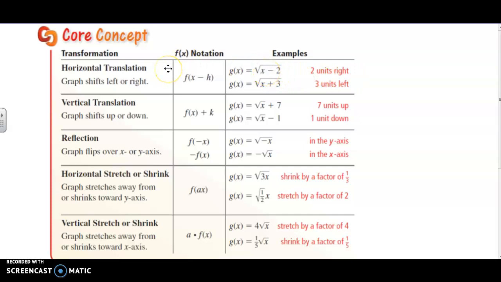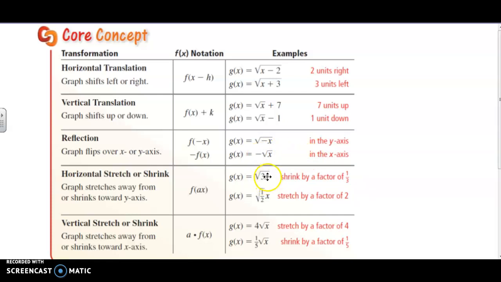So if we're talking about horizontal translations, if you see the function is f of x minus h, so if you see minus, it means it's to the right because h is positive. If you see plus, it means that h is negative, which means it's to the left. If you're adding outside of the function, so if you have the radical and then you're adding outside, then it's going up. If you're subtracting outside, it is going down. If the x on the inside is being multiplied by a -1, then it's a reflection in the y-axis. If there's a negative sign in front of the radical sign, then it's a reflection in the x-axis.